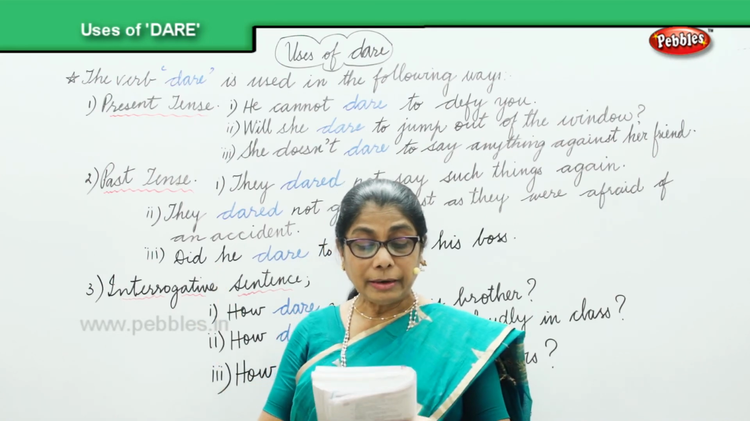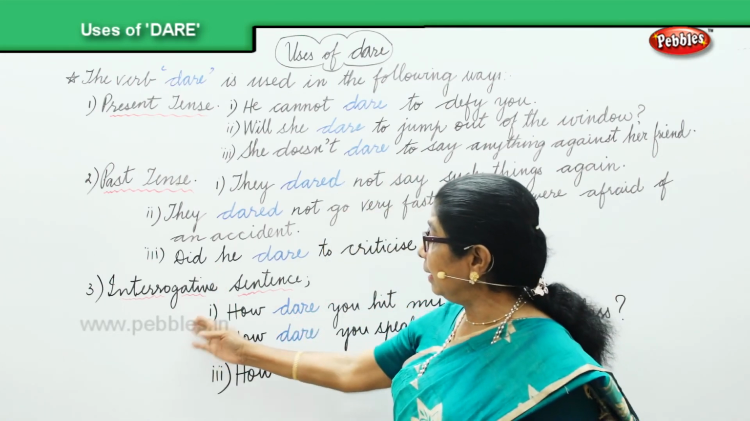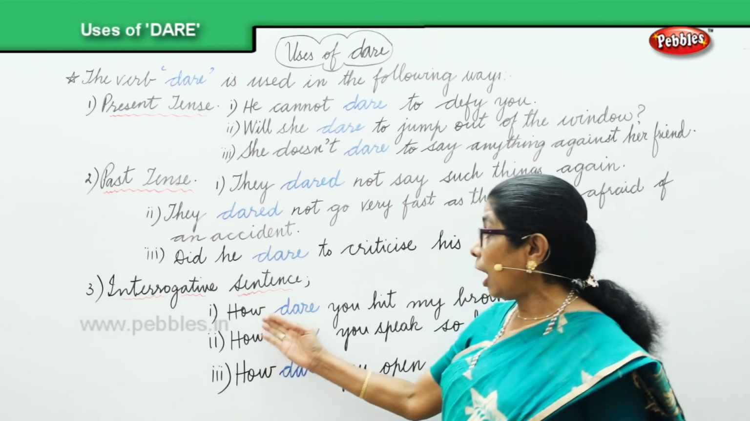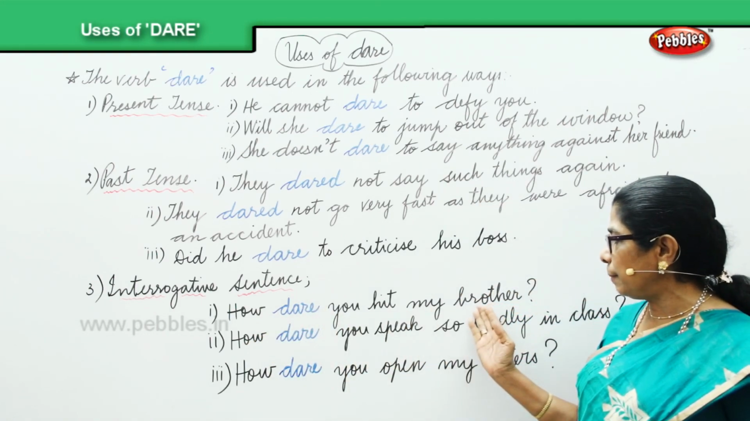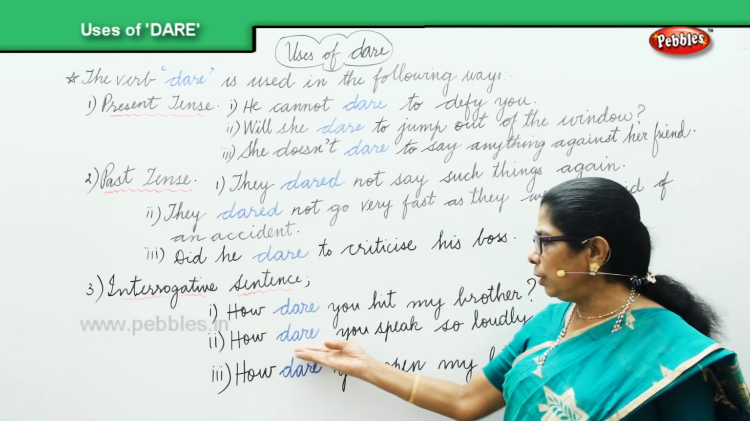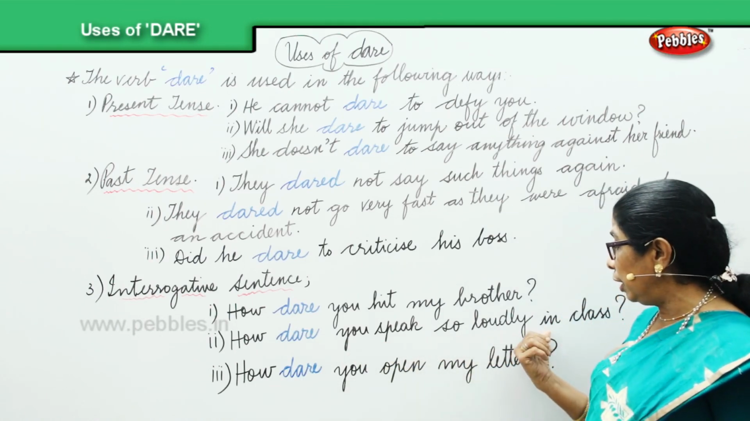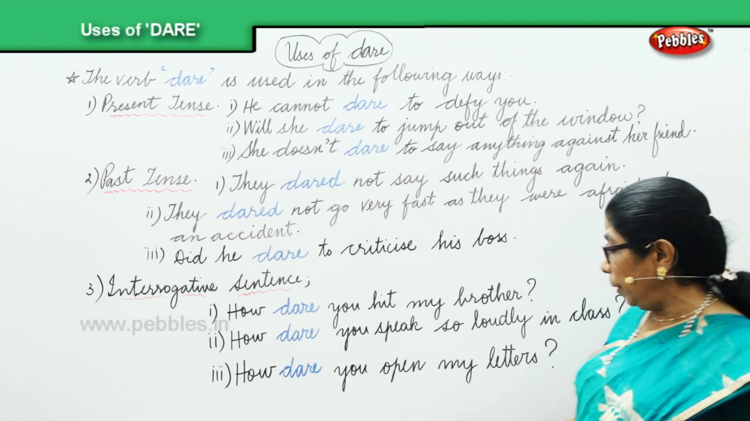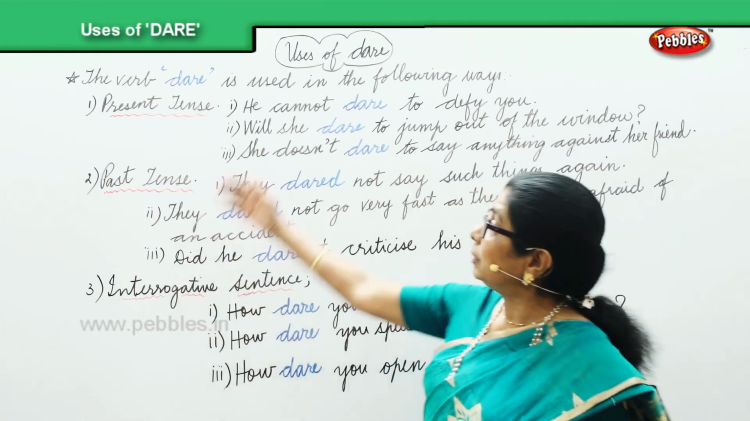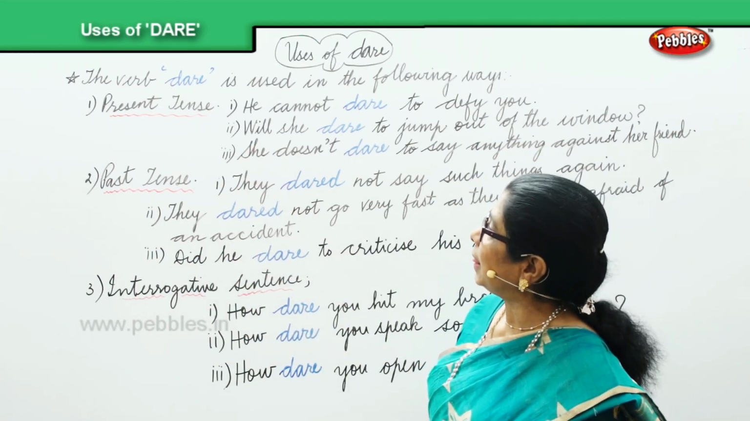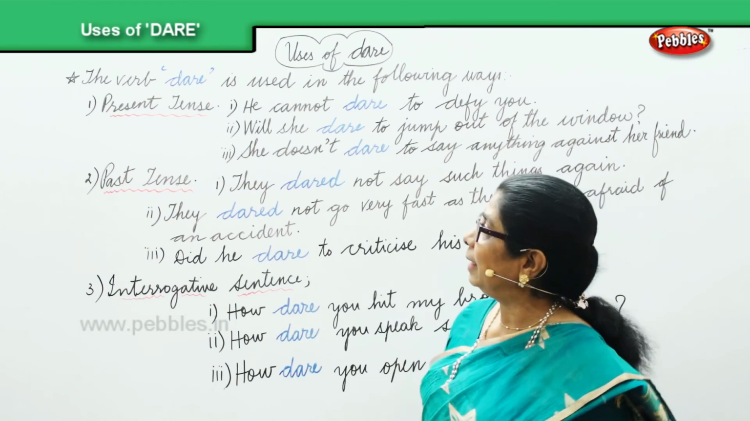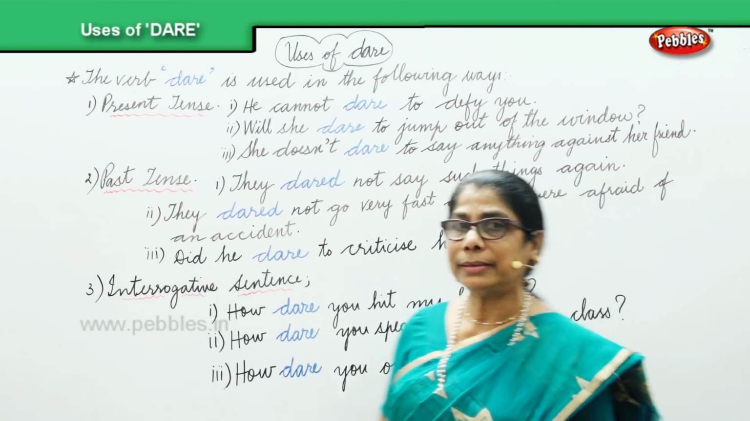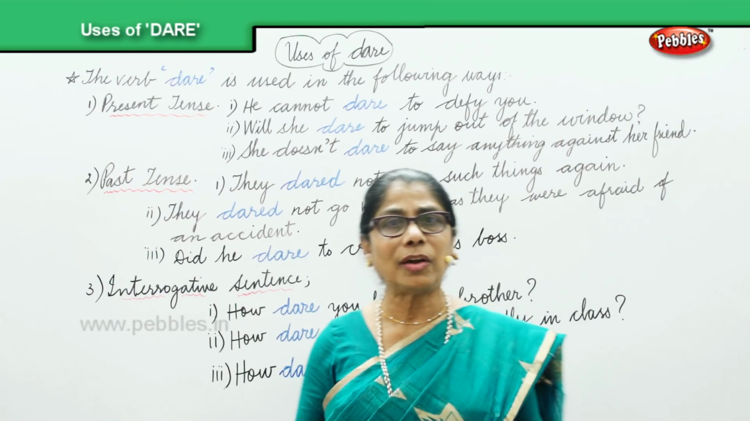Now, in the third category, interrogative sentence: how dare you hit my brother? How dare you speak so loudly in class? How dare you open my letter? So, three different ways of using the verb dare: in the present tense, past, and in the interrogative sentence.